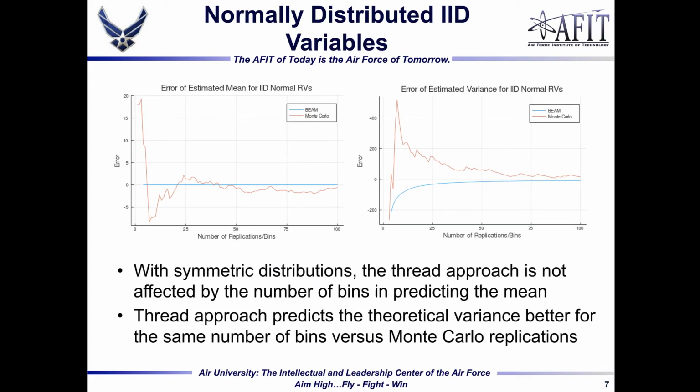Here are the results from the IID normal random variable case. In this case, I instantiated 30 random variables, all IID normals, and performed a convolution using the discrete BEAM process that I described earlier, and a simple Monte Carlo process. The computational resources required to perform the BEAM addition process grows as the number of discrete bins grows, similar to how the resource demand grows for a Monte Carlo process with the number of replications performed.